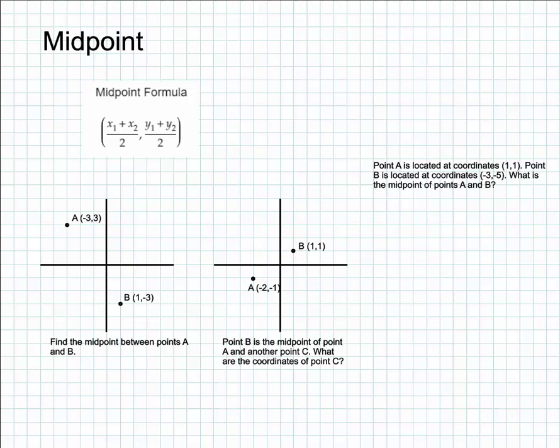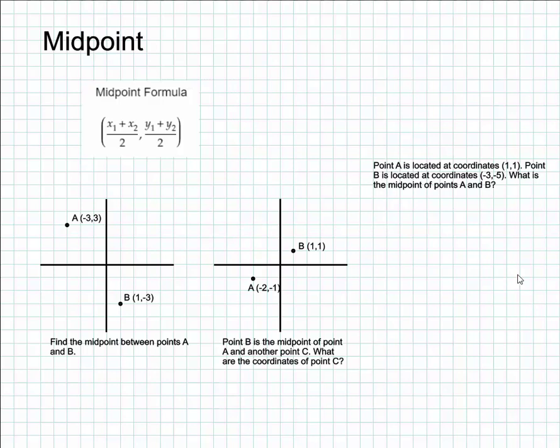Let's do some sample problems. Find the midpoint between points A and B. So we have point A at (-3, 3), and point B at (1, -3). Of course, we could plug this into the midpoint formula, or, since we actually have this graphed, we can just count the distance between the x-coordinates and divide that by 2, and count the distance between the y-coordinates and divide that by 2. So let's do that.